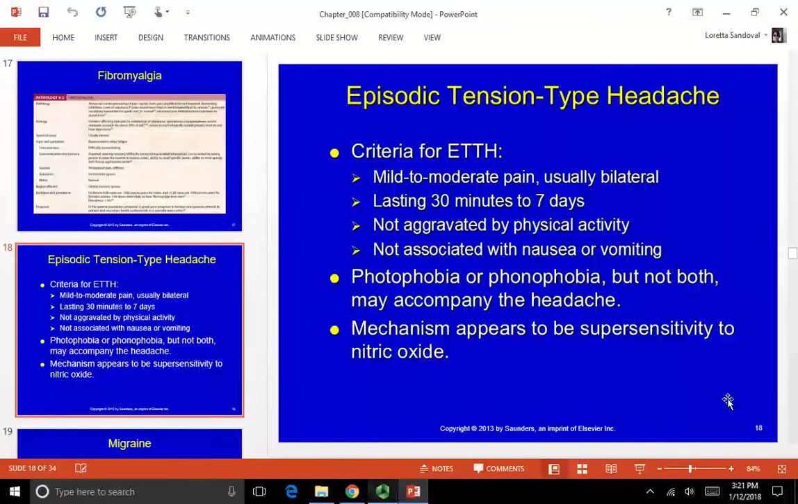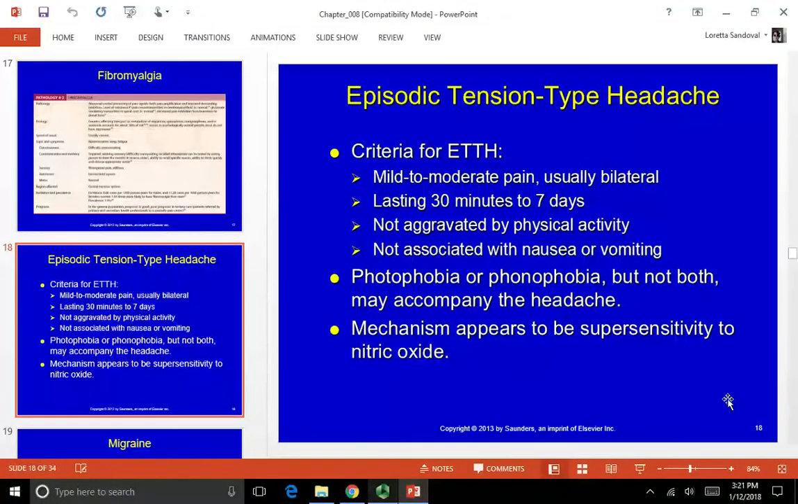So the first type of headache we're going to talk about is called episodic tension type headache, or ETTH. It is usually mild to moderate pain, usually bilateral, and this is as opposed to migraine, which is usually unilateral. ETTH can last from 30 minutes to 7 days. It's not aggravated by physical activity, as migraine often is, and it's not associated with nausea or vomiting, which migraine often is. It can include photophobia or phonophobia, which is sensitivity to light or sensitivity to sound, but usually not both.